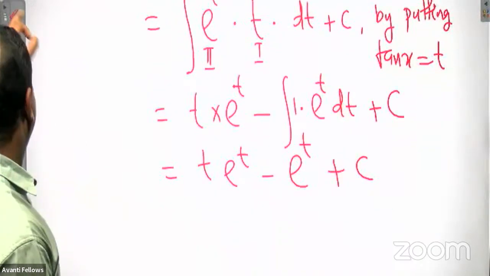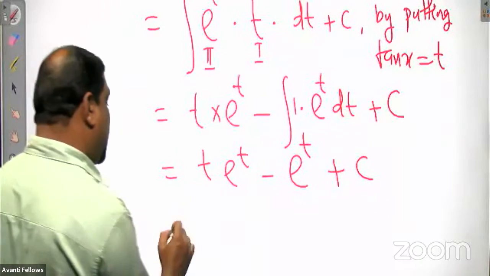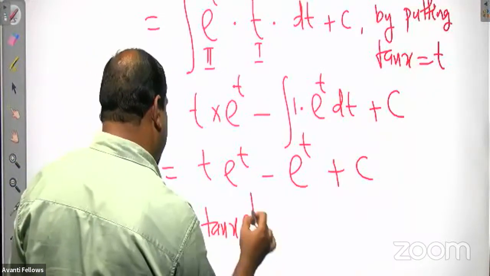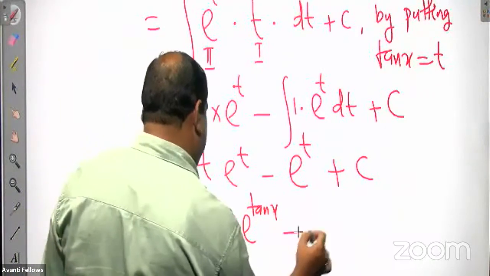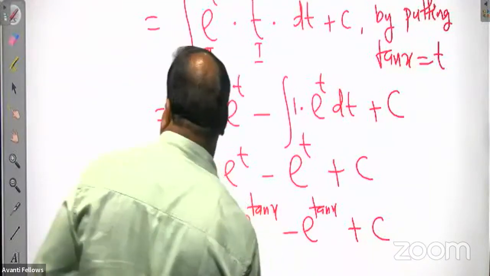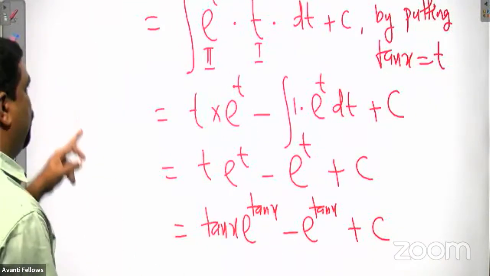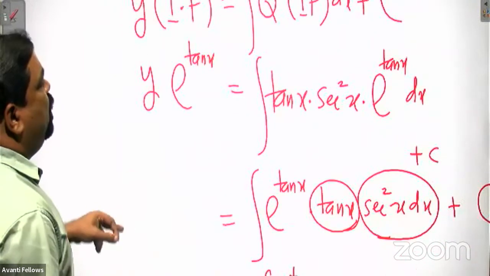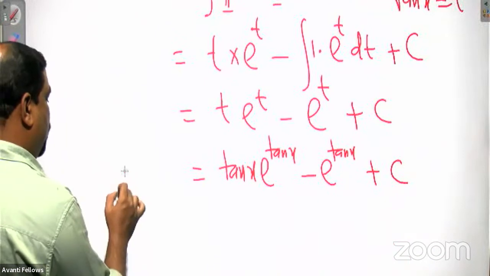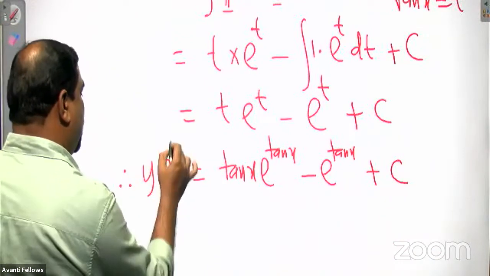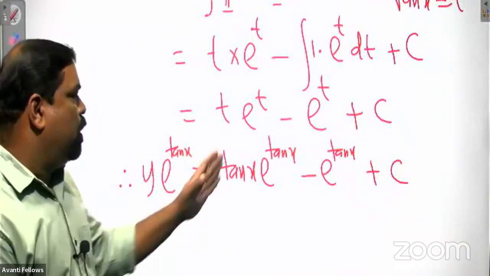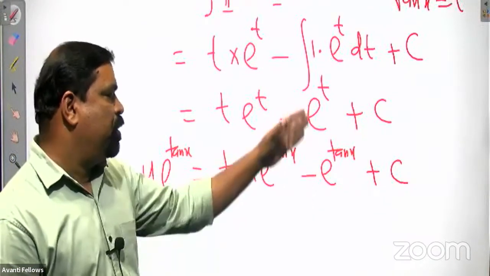Again replace what is t? t is tan x. So tan x into e raised to tan x minus e raised to tan x plus c. And remember the left side from where we have started, y e raised to tan x. Therefore, y e raised to tan x equal to tan x into e raised to tan x minus e raised to tan x plus c.